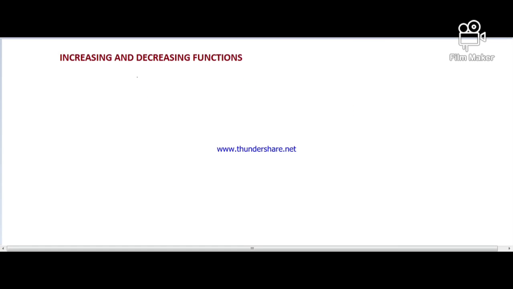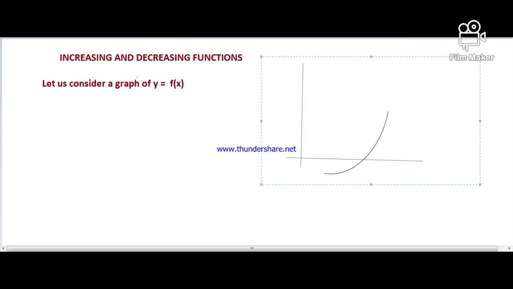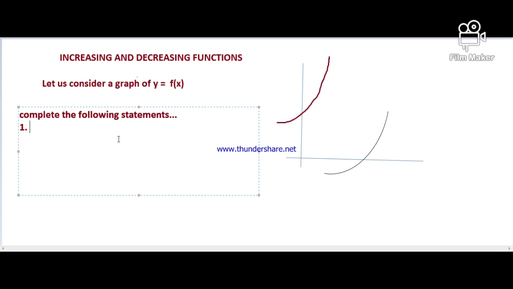Increasing and decreasing functions. Let's consider the graph of y equals f of x. It's a part of the parabola. Just for an example, I have taken part of the parabola, that is the right part of the parabola from the stationary point.